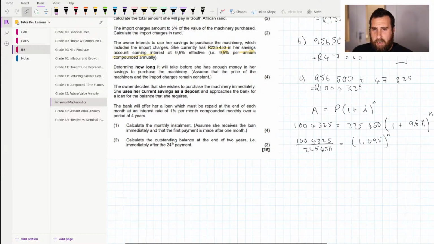Let's simplify the left. So 1,004,325 divided by 225,450.